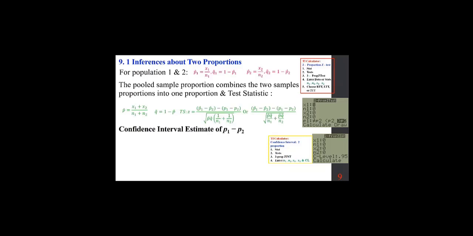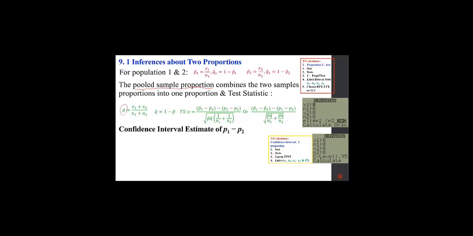And so the pooled sample proportion combines the two sample proportions into one proportion for the test statistic. What do we mean by that? In the case of two proportions, the formula we are going to use is p bar equals x1 plus x2 over n1 plus n2. Or simply, if p1 hat and p2 hat are given, add them up and divide by 2. That's the same concept. Now q bar is 1 minus p bar. This is known as the pooled sample proportion.